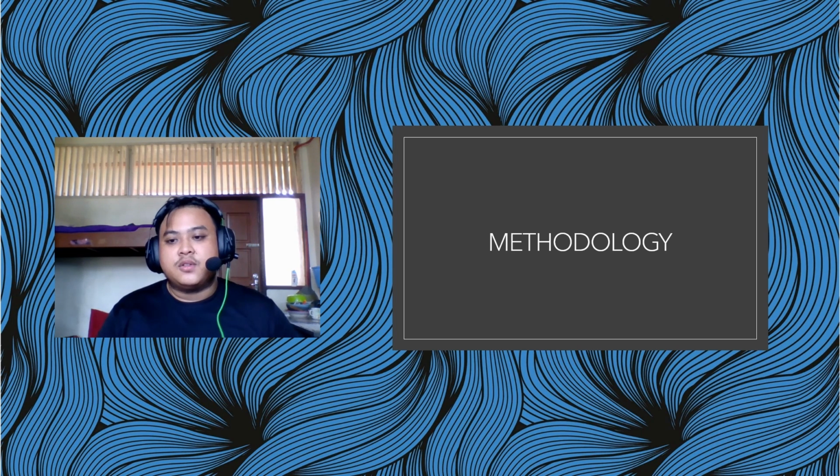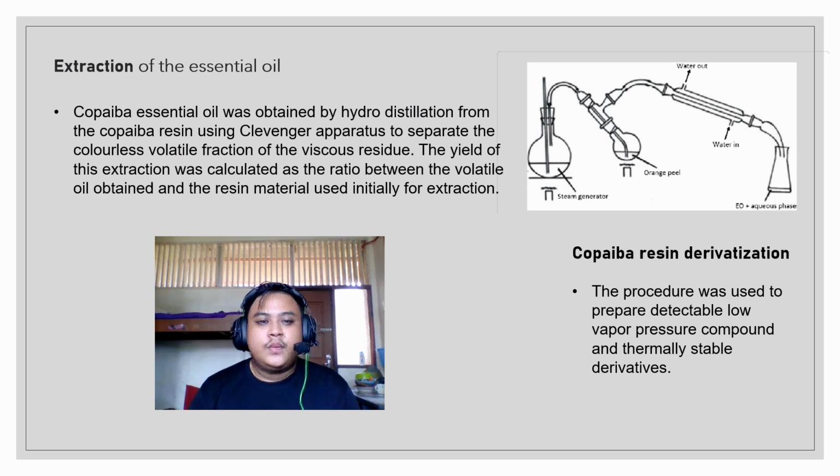Next is the methodology part. First, the extraction of the essential oil. Copaiba essential oil was obtained by hydrodistillation from the Copaiba resin using a Clevenger apparatus to separate the colorless volatile fraction of the viscous residue. The yield of this extraction was calculated as the ratio between the volatile oil obtained and the resin material used initially for extraction.